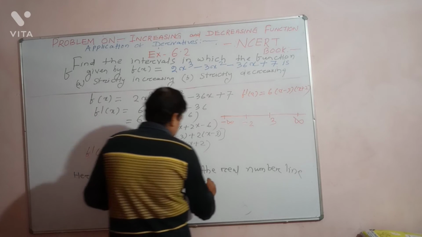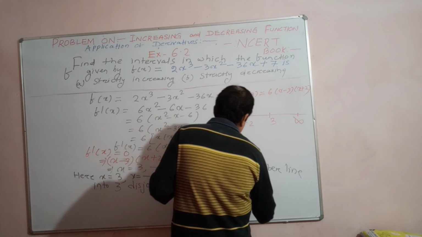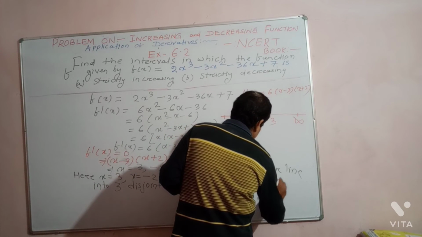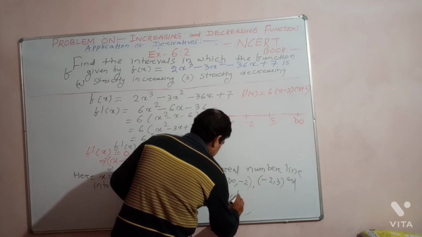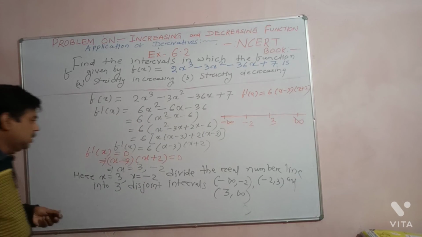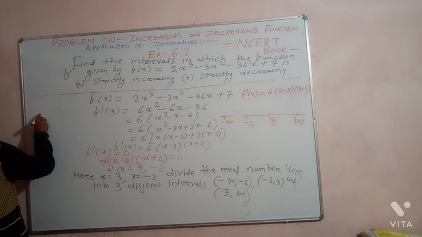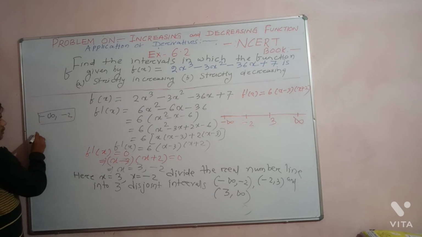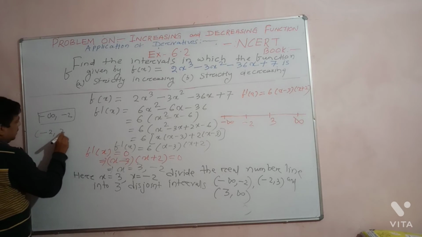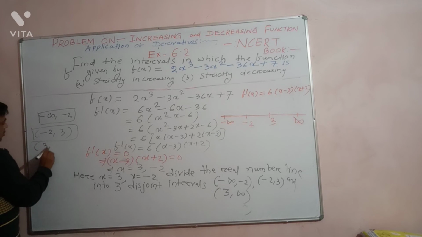What interval? One interval is minus infinity to minus 2. Another interval is minus 2 to 3. And what? 3 to infinity. So we got the 3 intervals. First interval is minus infinity to minus 2, second interval is minus 2 to 3, and third interval is 3 to infinity.